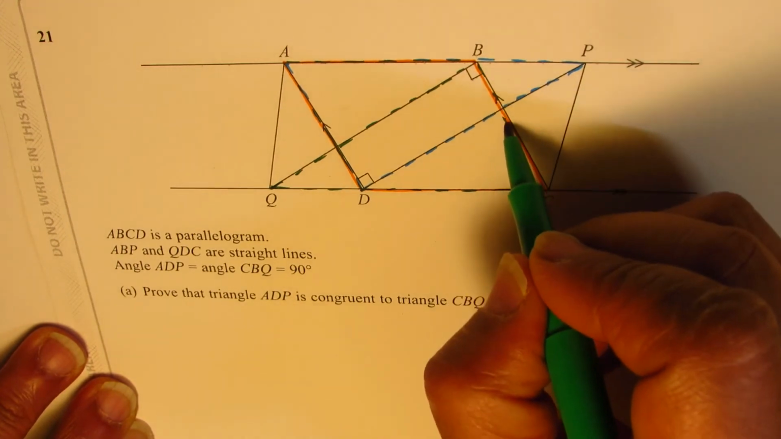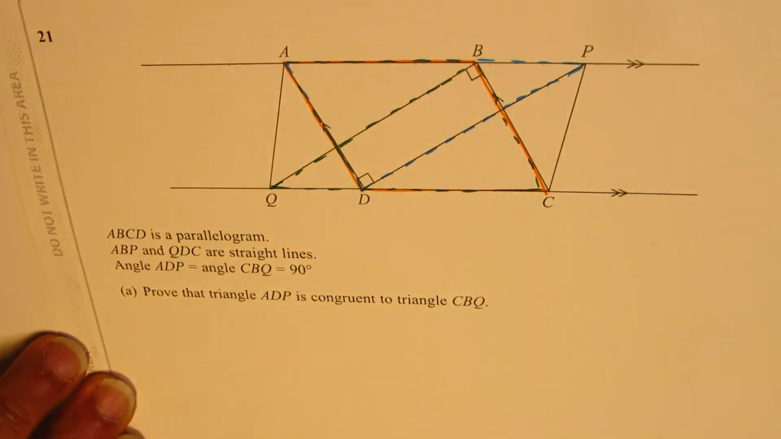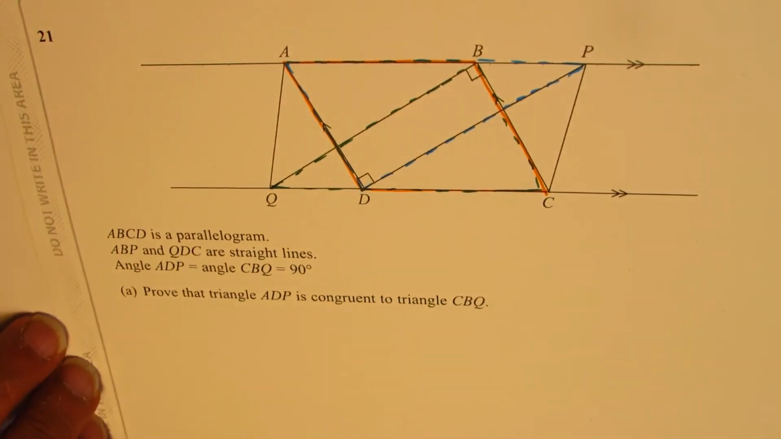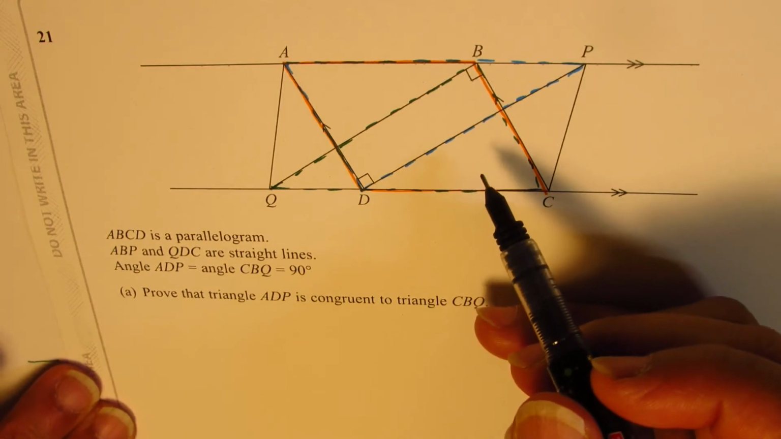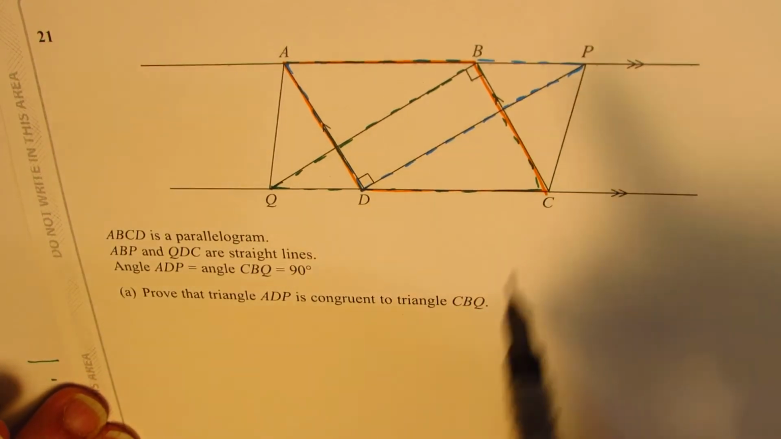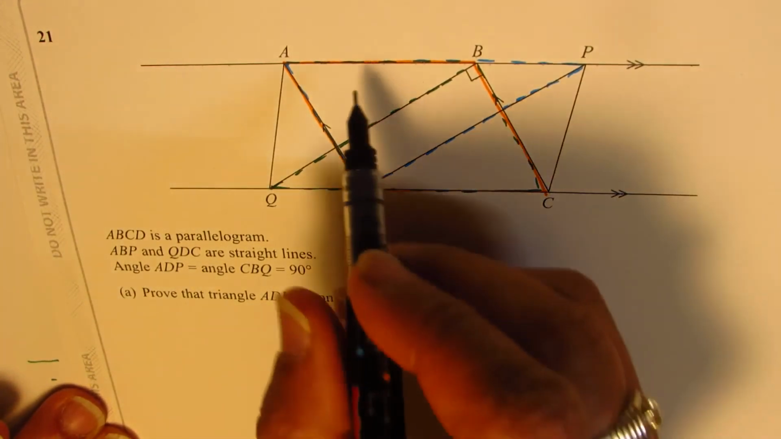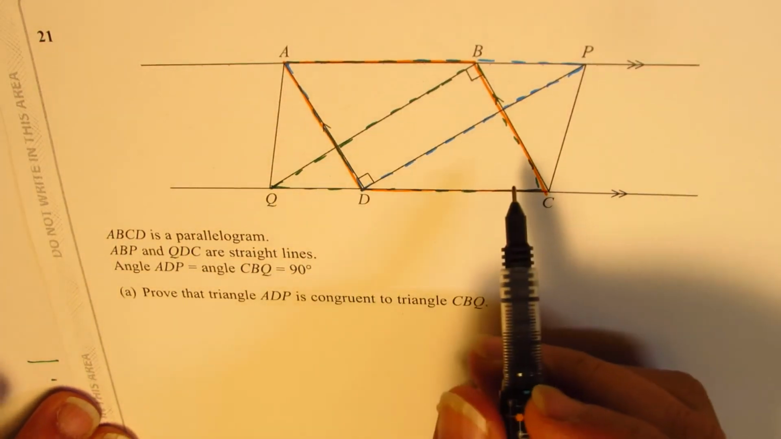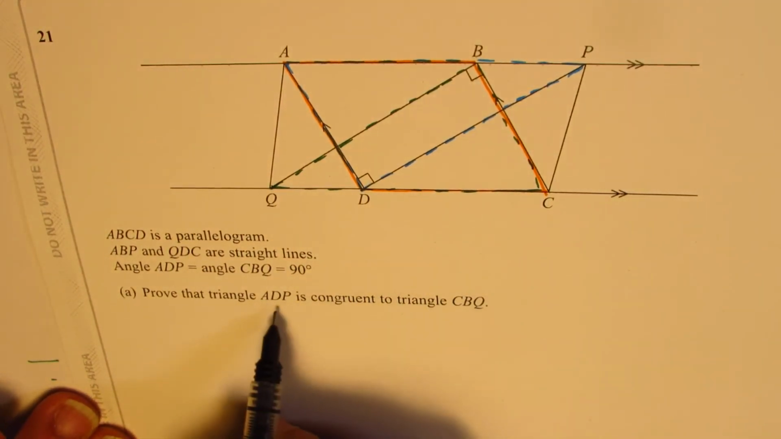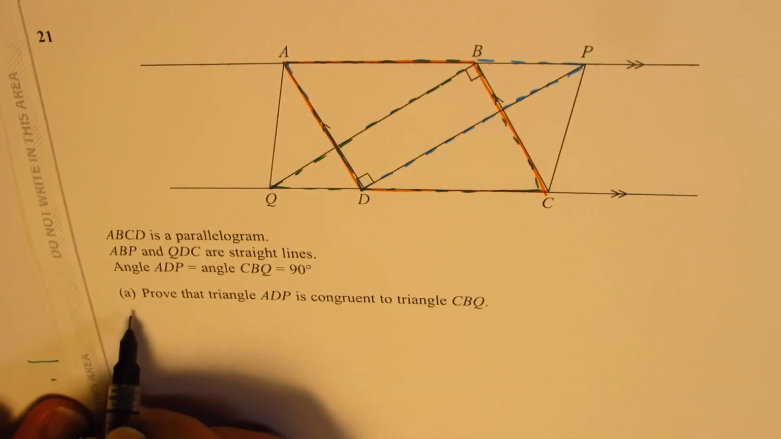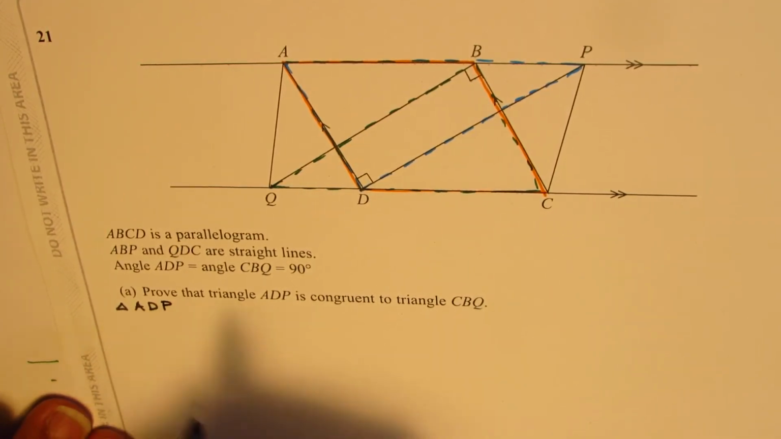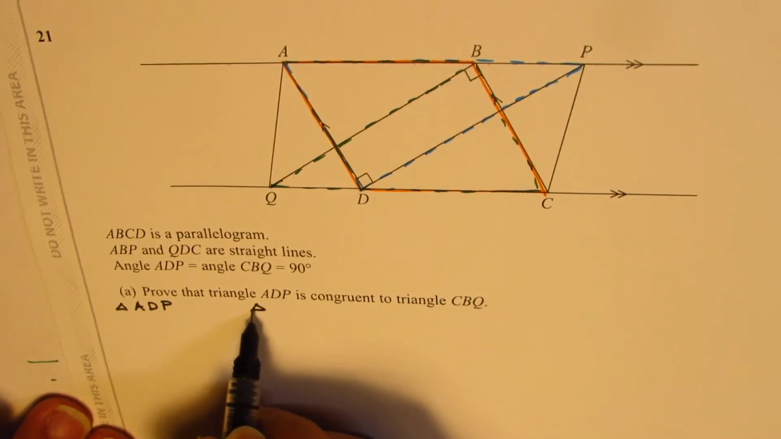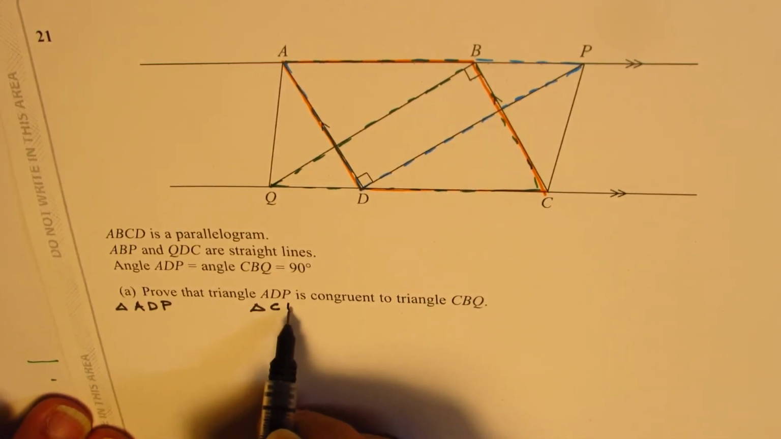Okay, so we're looking into these 2 triangles. We need to show that they are congruent. So let's begin with this. Now, we are already given this is a parallelogram. That means we are given, okay, so we are not talking about 2 triangles, ADP and triangle CBQ.